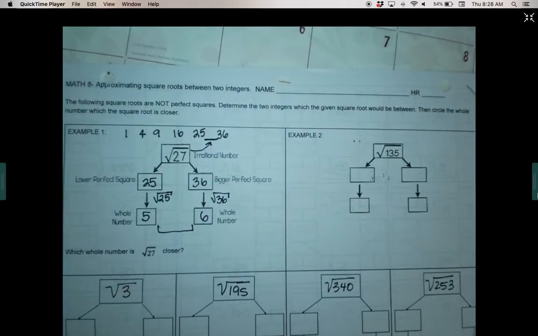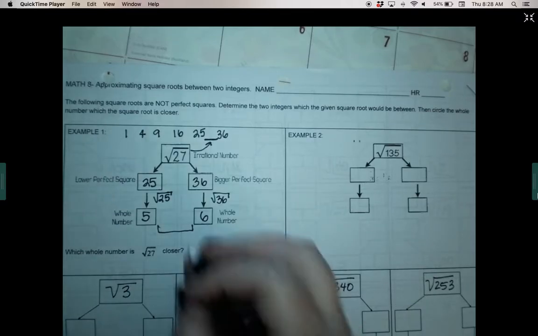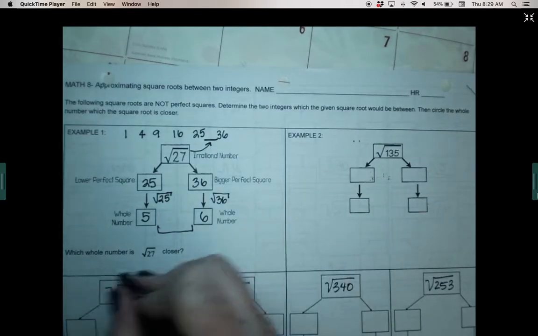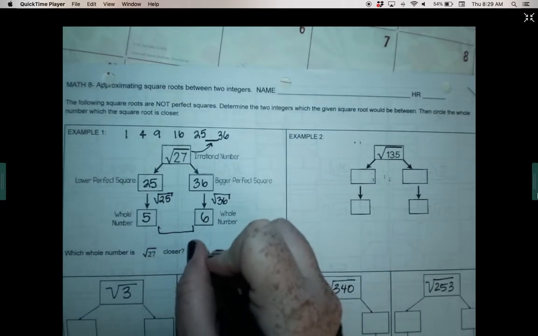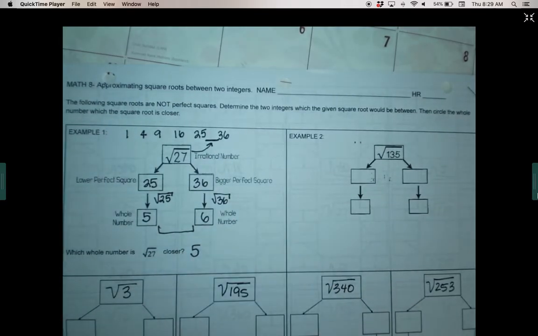Why is it going to be closer to 5 and not 6? Because if 5 times 5 is 25, 27 is only 2 away from 25, and it's 9 away from 36, right? So on a number line, it'd be a lot closer to 25. So that means that the square root of 27 is going to be closer to 5.